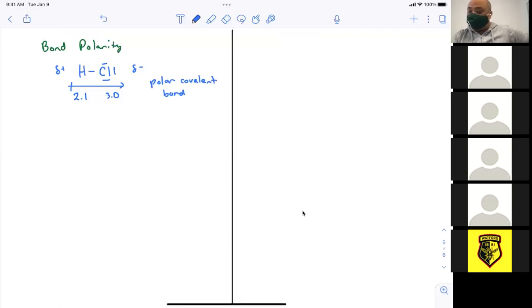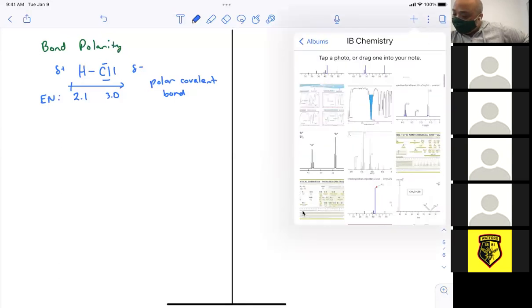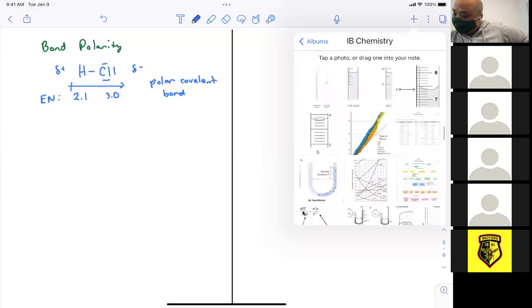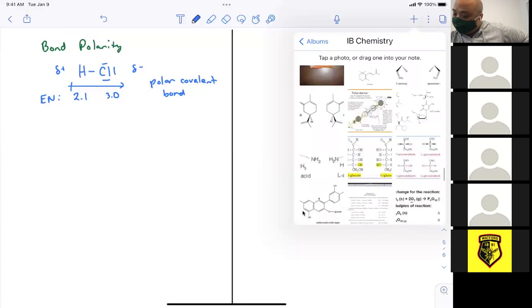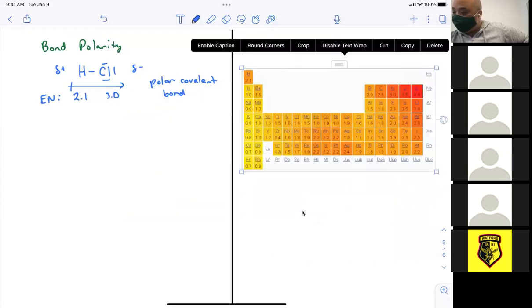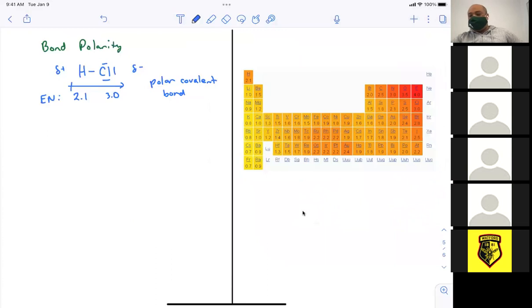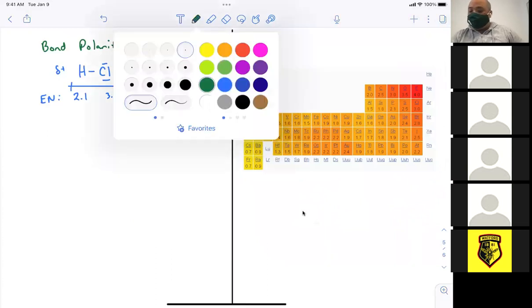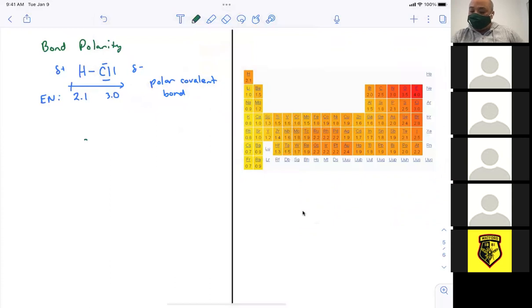Huh? Oh, these electronegativities. It is 2.1, right? Hold on a second. Where's my electronegativity table? You'll have this on the data booklet. Yes, 2.1. Okay. I'll get rid of that once we get to that side, but I'm just going to use it as a reference right now.